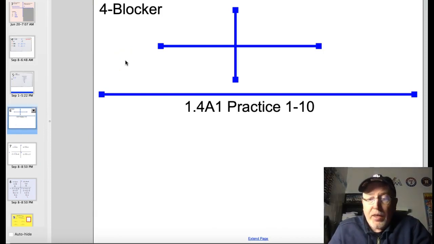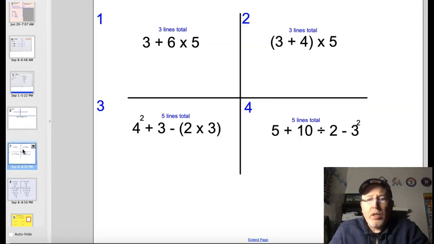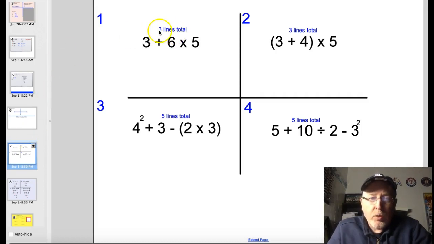New sheet of paper. I think you probably filled up your sheet of paper with your ticket to the show and your pause problem. So up at the top, as small as you can make it, we'll go with the 4 blocker. At the bottom portion of that paper, and the backside if needed, will be our 1.4A1 practice. That'll be 10 problems. So let's get to work. Here's a 4 blocker. I put down the number of lines that you should have for each one of those. Remember, the line totals include the problem as the first line, and the last line will be the solution.